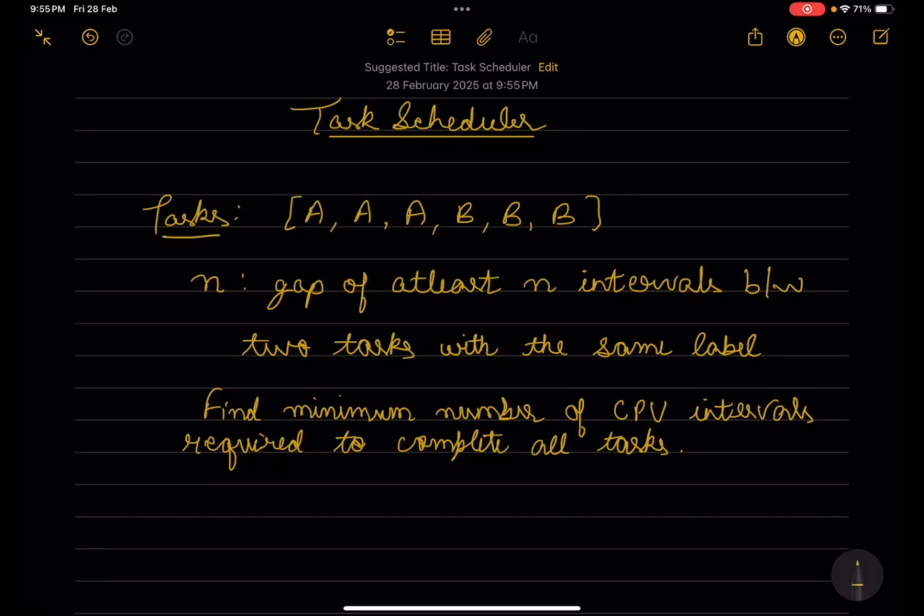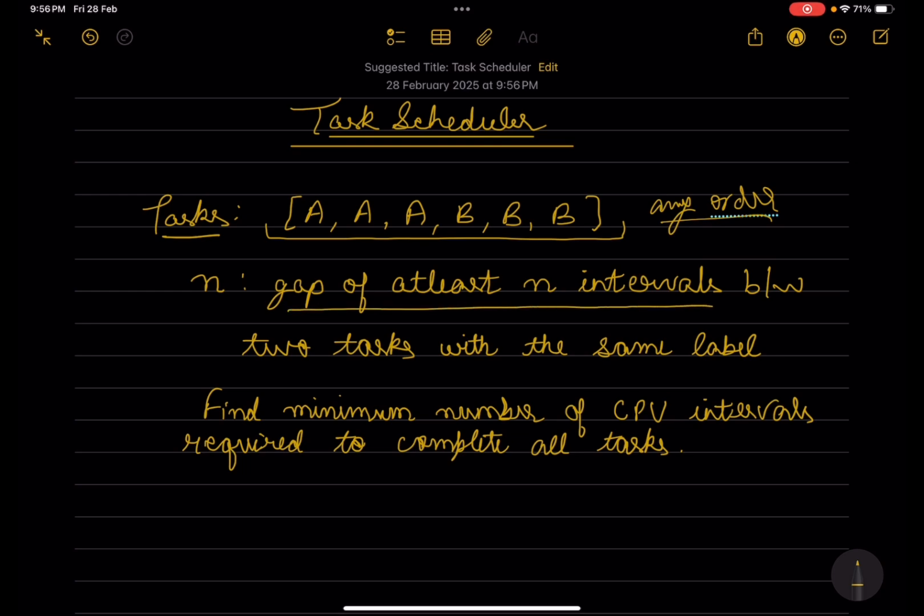Hello everyone. In this video we will be solving the question on the task scheduler. So the question is, let's say a CPU has a number of tasks to perform and these tasks can be performed in any order. But the condition is that we are given a number n and there has to be a gap of at least n intervals between two tasks with the same label.